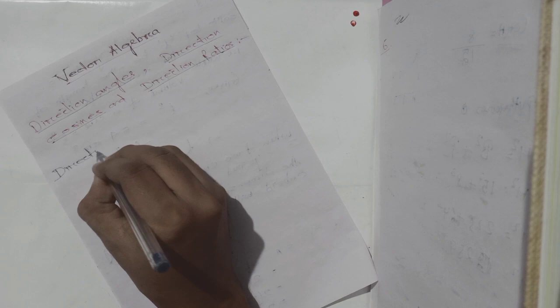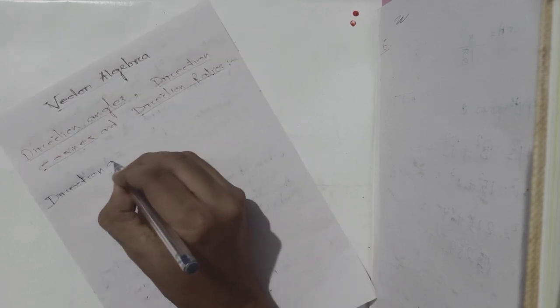Here I am going to continue chapter 10, which is vector algebra. In this video lecture I am going to discuss a few terms and solve a few questions. The first term is, what do you mean by direction angles?